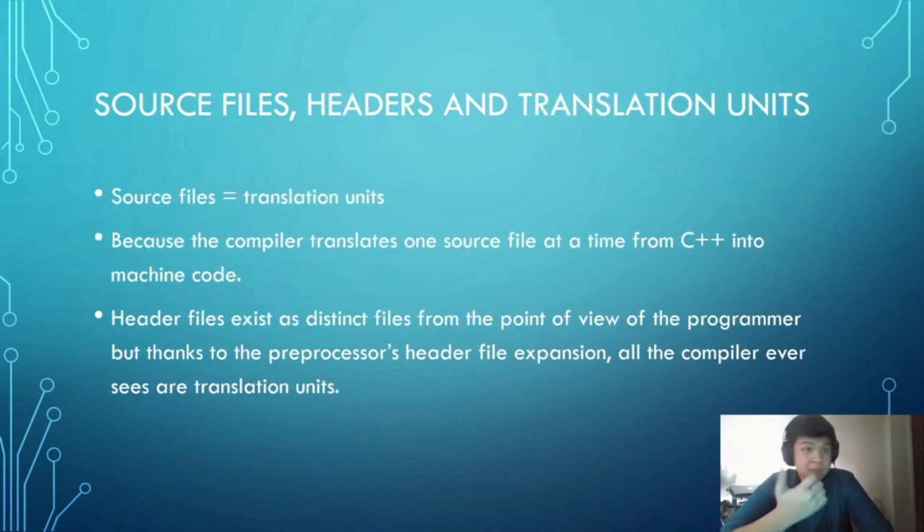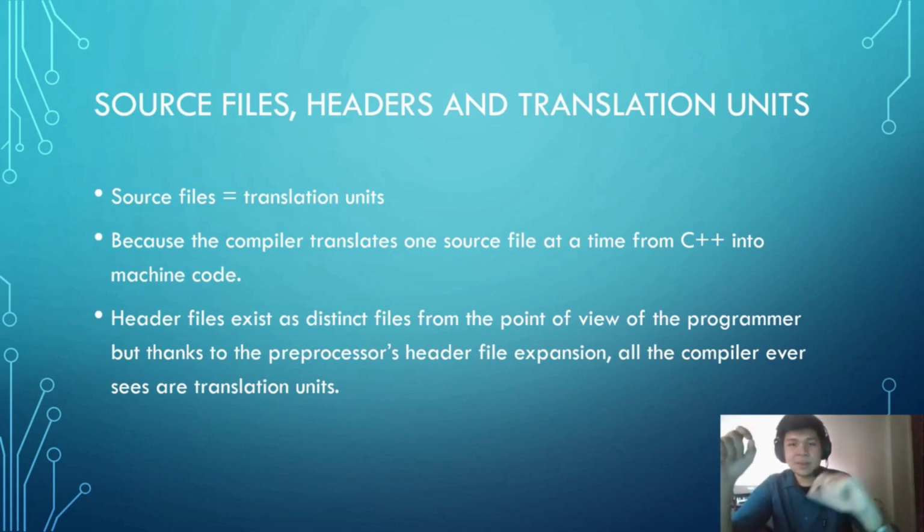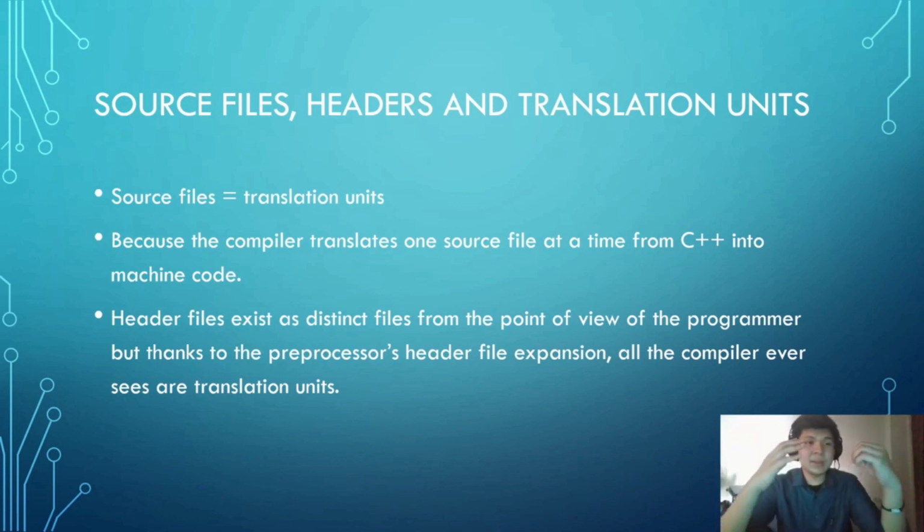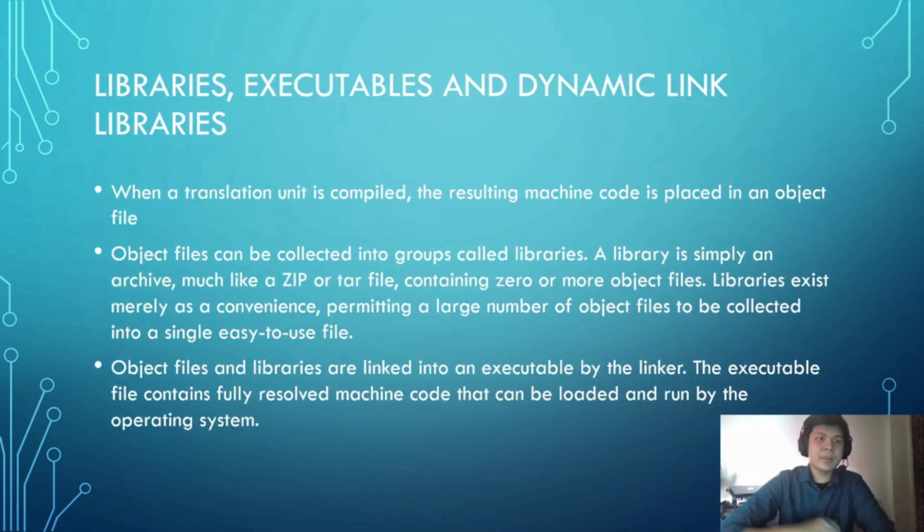So, what are source files, headers, and translation units? In layman's terms, a source file is also a translation unit, because the compiler that we talked about just now translates one source file to a language that the machine knows, like binary 0101s. Header files exist as distinct files from the point of view of the programmer, but they are also seen as translation units.